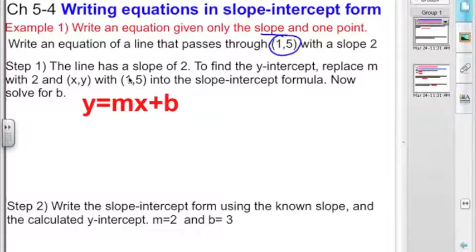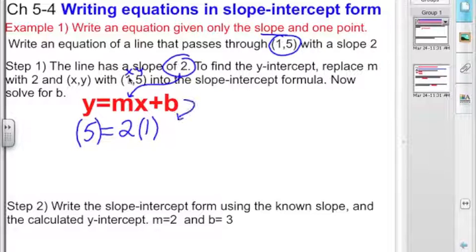We know that if we have a slope of 2, we can substitute that down here in place of m. Now, if we have a coordinate, we already have our x and y. We can substitute that in. So for x, we'll put in 1. For the y value, we'll put in 5.